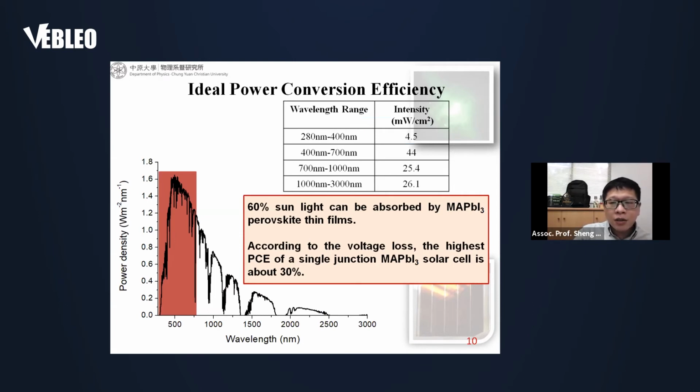From this page, you can know about 60% of sunlight can be absorbed by perovskite crystal film. And according to the Shockley-Queisser limit, the highest PCE of a single junction perovskite solar cell is about 30%. Now, the highest efficiency is 25%. So it means that it is possible to increase the efficiency to 30%.